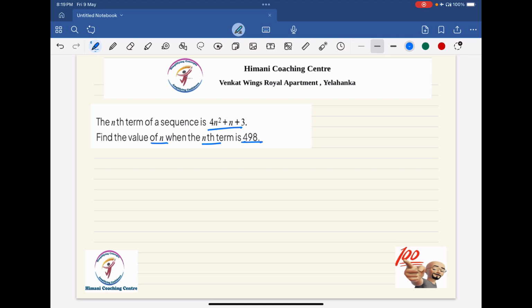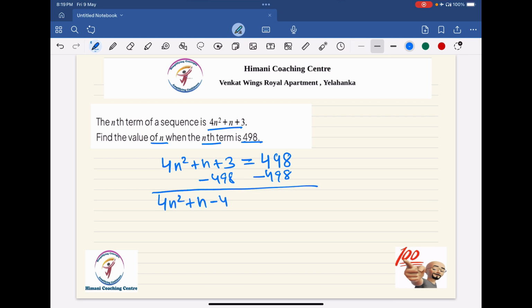What does this mean? This simply means that 4n square plus n plus 3 is given to us as equal to 498. Since we have got an equation with a square, so it's a quadratic equation, so we need to bring everything to one side. So we don't want 498 here, so we do minus 498 here, we do minus 498 here. So what will we get now? So we will get 4n square plus n minus 495, which is equal to 0.